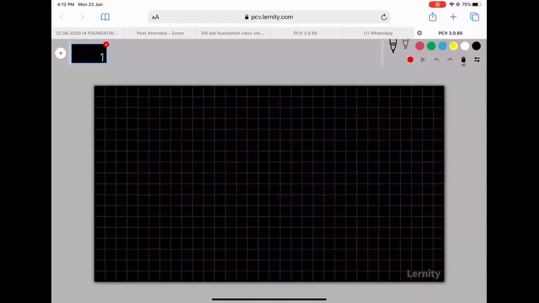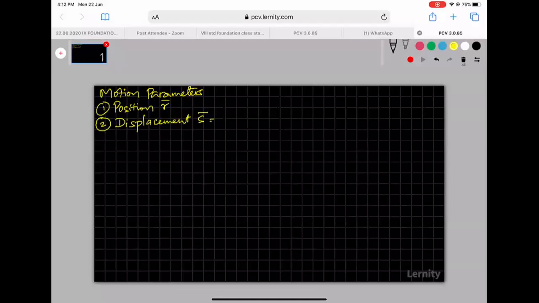Here we go. Back to the list again. Motion parameters. We dealt with position, which is a vector, r bar. We dealt with displacement, which is a vector, s bar, which is nothing but the change in position, r2 bar minus r1 bar. We dealt with distance, denoted by small d, which is a scalar. We dealt with speed, which is a scalar denoted by small s.